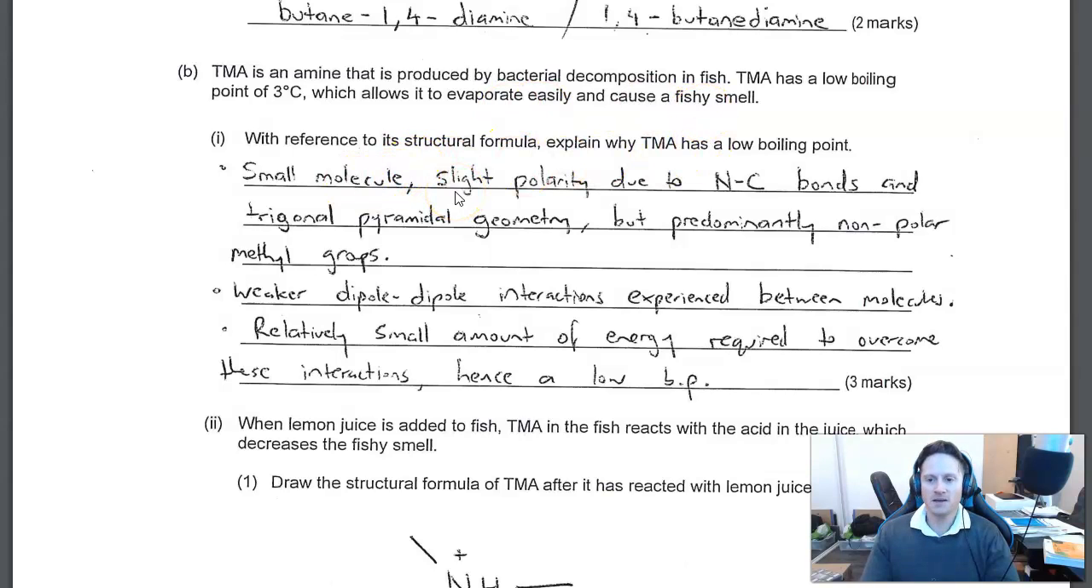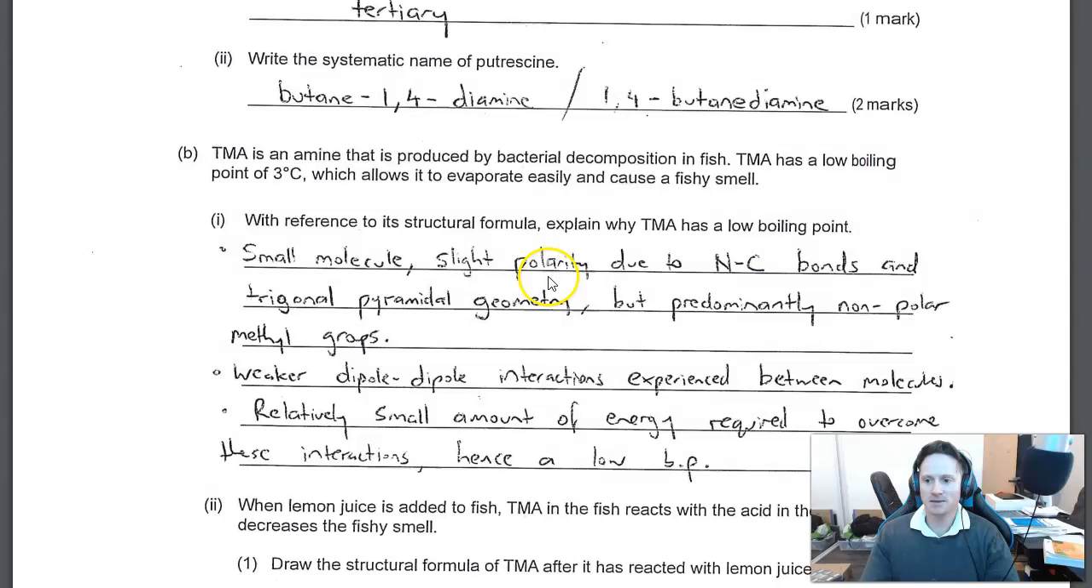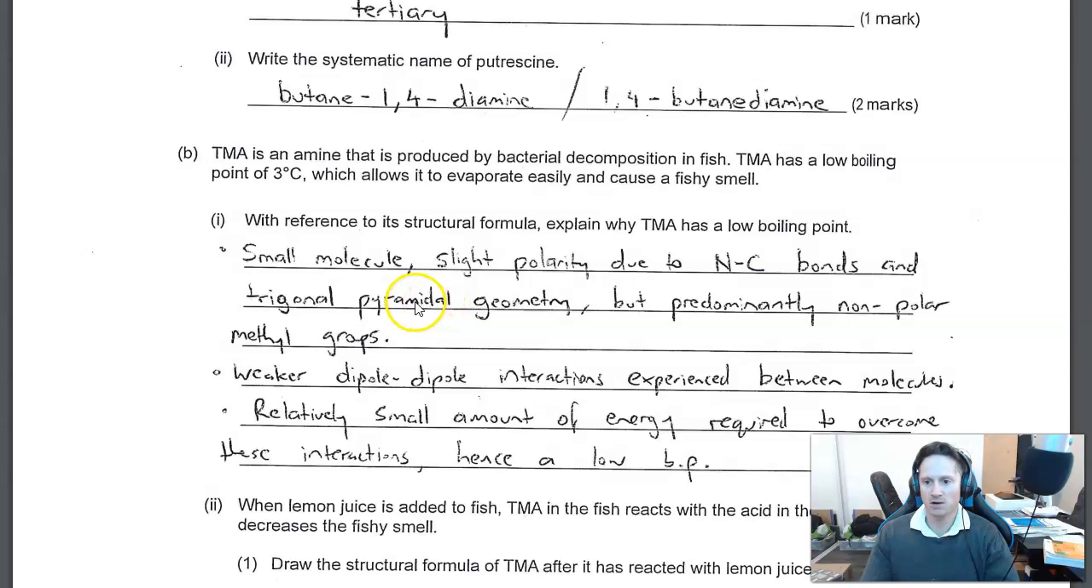The first thing here is, it says with reference to the structural formula. So point 1, I'm referring to the structural formula. I'm saying it's a small molecule. It has slight polarity due to the nitrogen-carbon bonds and trigonal pyramidal geometry. Trigonal pyramidal because it has 3 bonding pairs of electrons and a lone pair of electrons that is not shown here, but nitrogen is in group 5, can form 3 chemical bonds, and we've got a non-bonding pair of electrons. That would make a trigonal pyramid.